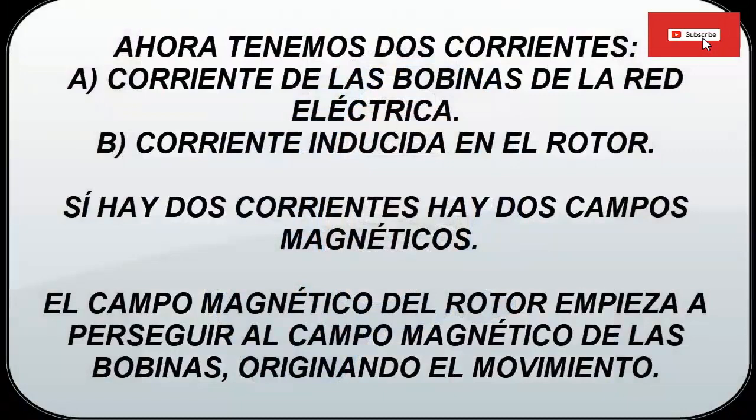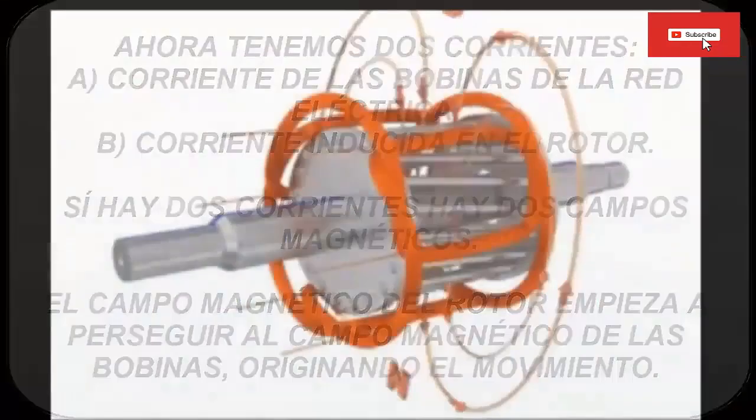Now we have two types of electric currents. A. The electrical current, which is passing through the static coils, which comes from the electrical network. B. We have the induced electric current that passes through the conductor coupled to the rotor and that was generated by the magnetic field of the static coils. Analyzing, as any current that passes through a conductor generates a magnetic field, then the new induced current of the rotor has also generated its own magnetic field.